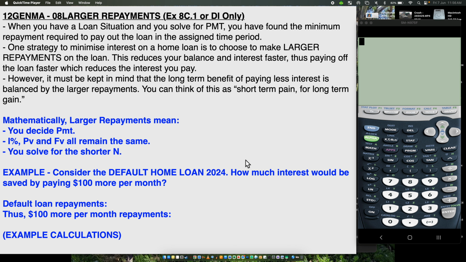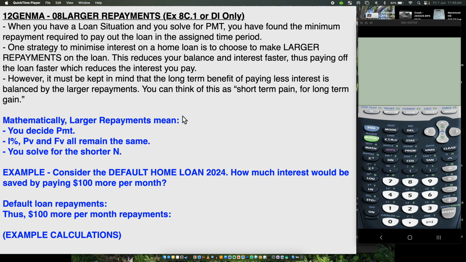Last lesson, what did we do? We established the default loan for us to compare to in class over and over again. And then I also showed you what happens when the interest rate increases. Interest rate increase is not a strategy, it's just something that can possibly happen, okay?